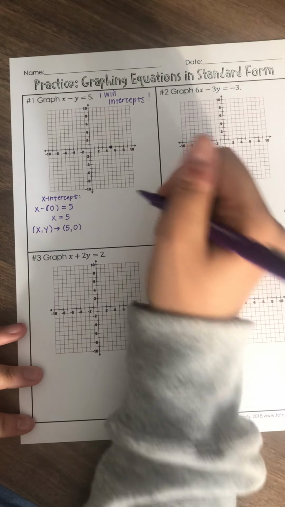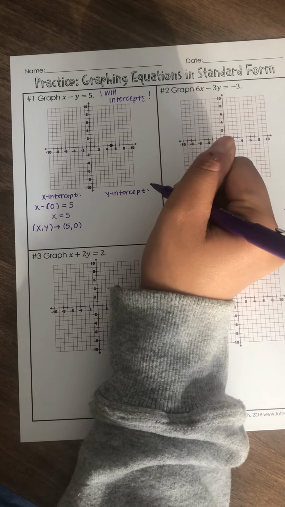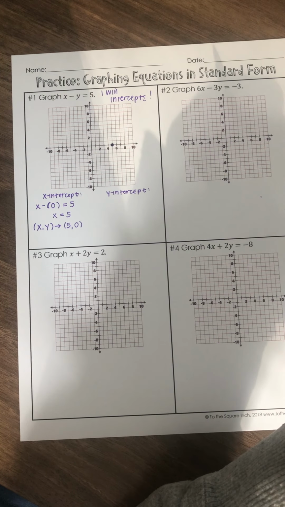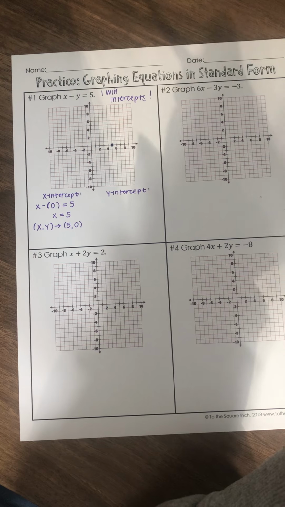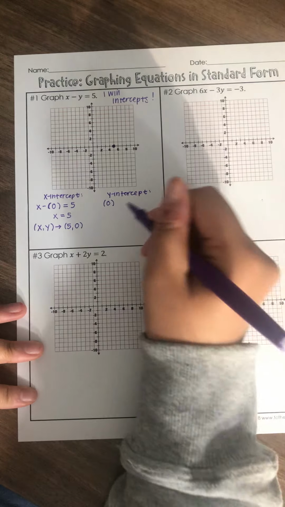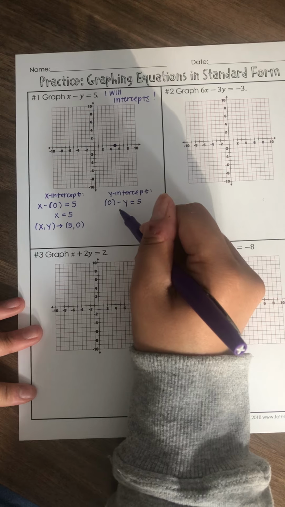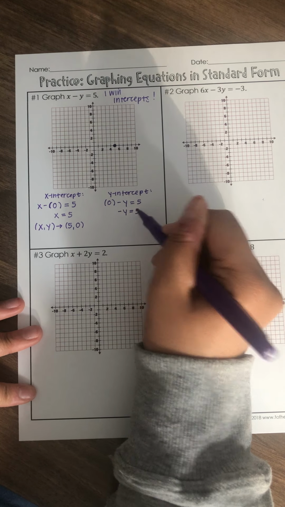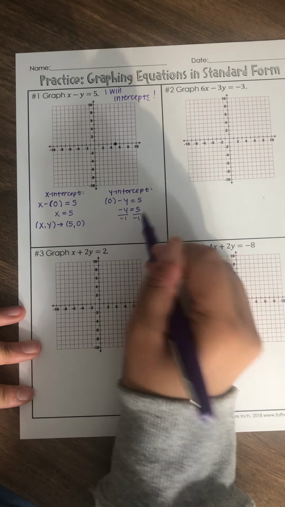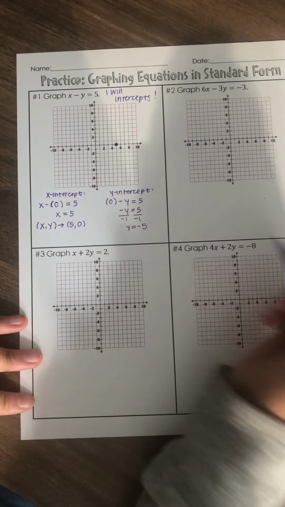Perfect. Now I can go ahead and find my y-intercept. Again, to find my y-intercept, I want to substitute a 0 where I see an x. So instead of an x, I will put a 0. Minus y equals 5, leaving me with a negative y equals 5. But I want a positive y, so I will go ahead and divide both sides by negative 1, leaving me with a negative 5.